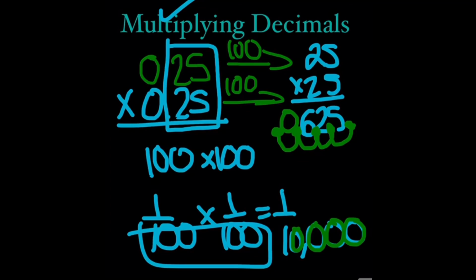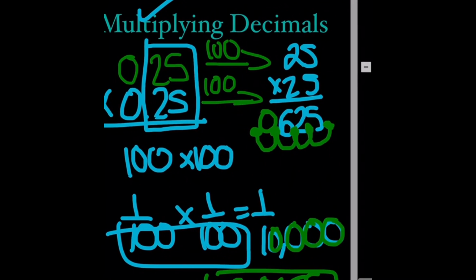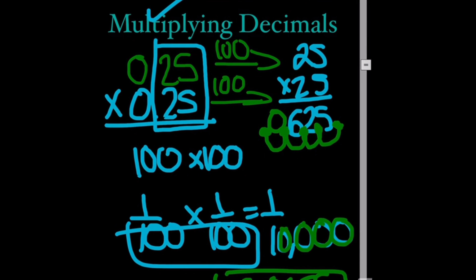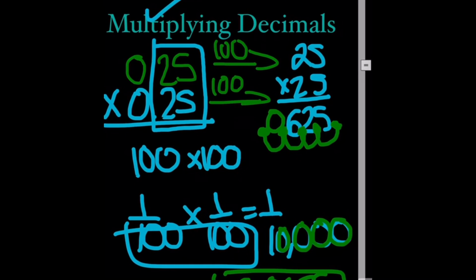So our answer is 0.0625. You can add that 0 in the front if you would like. And that's our answer. It wasn't really that complicated. It was just all those digits, all those zeros, and all the decimal places we had to work with.